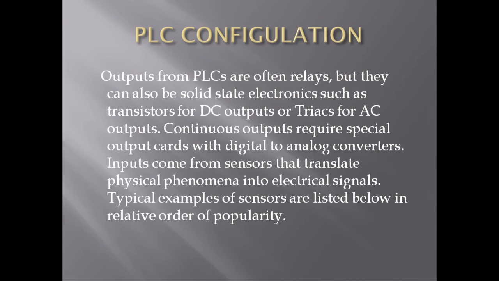Outputs from PLCs are often relays, but they can also be solid-state electronics such as transistors for DC outputs or triacs for AC outputs. Continuous outputs require special output cards with digital to analog converters. Inputs come from sensors that translate physical phenomena into electrical signals. Typical examples of sensors are listed below in relative order of popularity.